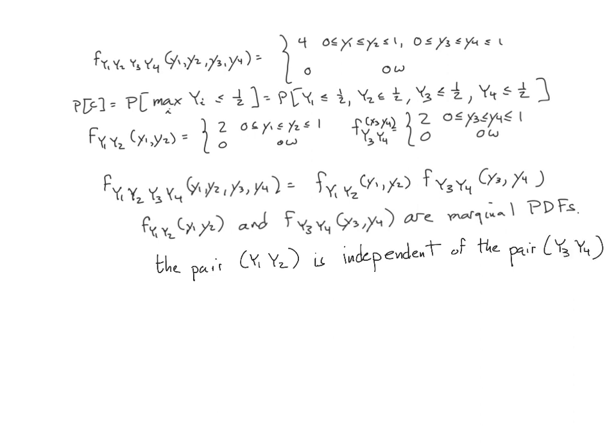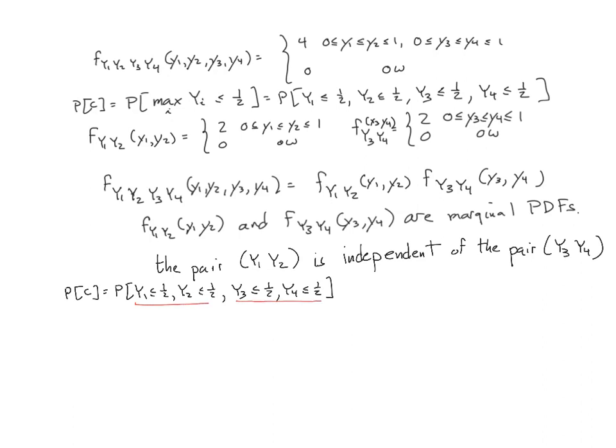Once you see this independence, you realize that the event P of C, the probability that y1 is less than a half, y2 is less than a half, y3 is less than a half, and y4 is less than a half, can be factored into two independent events.